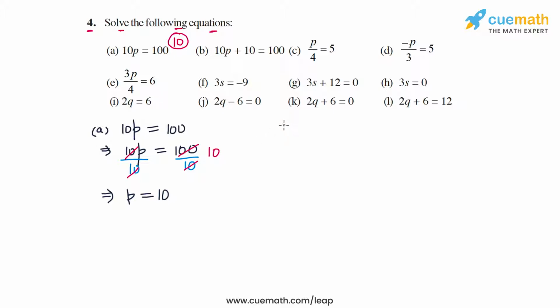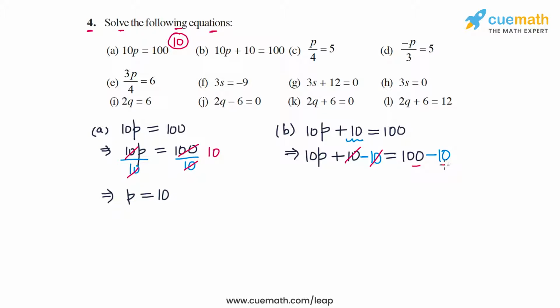Okay, now in part B the equation is 10p plus 10 equal to 100. So first we will get rid of this 10 by subtracting 10 on both sides. So the original LHS is 10p plus 10, the original RHS is 100, and we are going to subtract 10 on both sides. So minus 10 and minus 10. Now these 10s cancel out and on the RHS we have 100 minus 10, which is equal to 90. So we get 10p on the LHS and 90 on the RHS, but we have still not separated out p. To do that, we will now need to divide by 10 on both sides because we need to get rid of this 10. Okay, so let's do that.